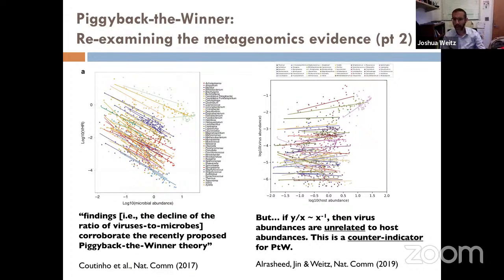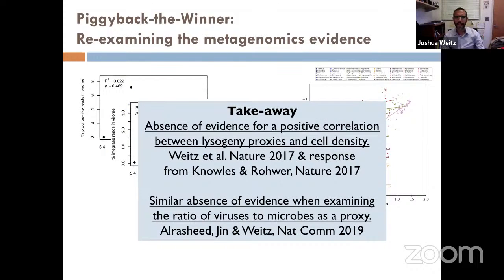And frankly, that's a counter indicator for piggyback the winner, which implies viruses are going up in density as hosts go up in density, just not as quickly, which is why the ratio goes down. So again, the takeaway here is that we feel there's an absence of evidence for positive correlation, whether looking at lysogeny proxies or examining the ratio of virus to microbes as a proxy, but it does raise some interesting questions because we don't see the opposite relationship. Right? We're not seeing the sort of inverse relationship as one might expect.